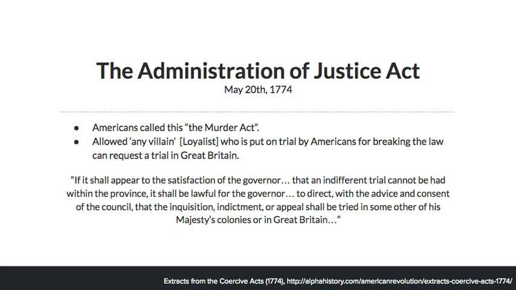We've got the Administration of Justice Act of May 20th, 1774, introduced the same day as the Massachusetts Government Act. And pretty much the Americans called this the Murder Act. It allowed any villain, in Americans' perspective, or from the British perspective, a loyalist, who is put on trial by Americans for breaking the law, they could request a trial in Great Britain.